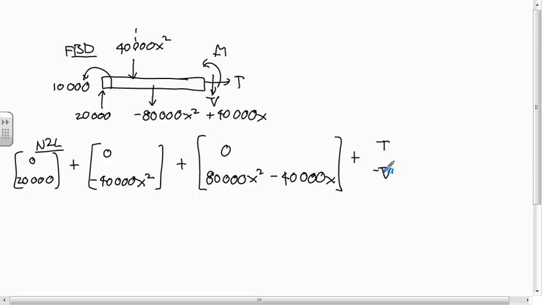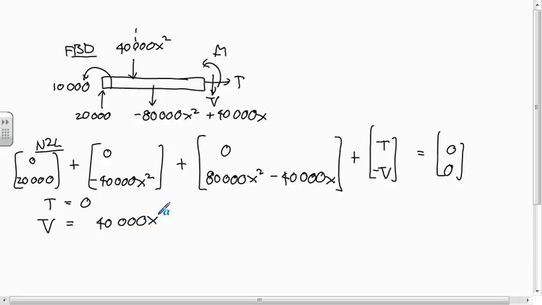So T, negative V. And I think that's everything. So T is equal to 0. V is equal to, did I make a mistake? Oh, I didn't think so. 40,000 x squared minus 40,000 x plus 20,000.